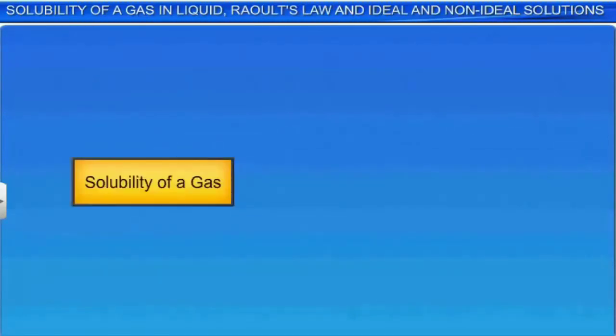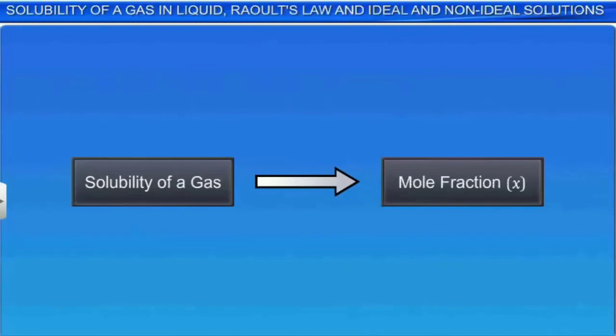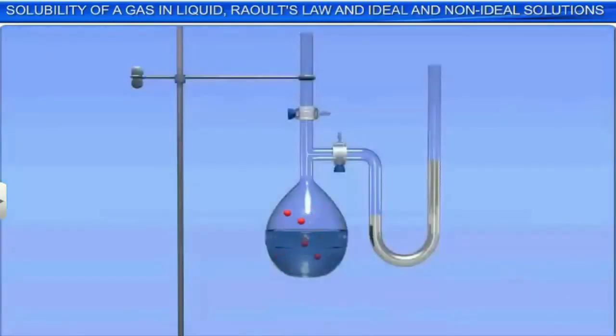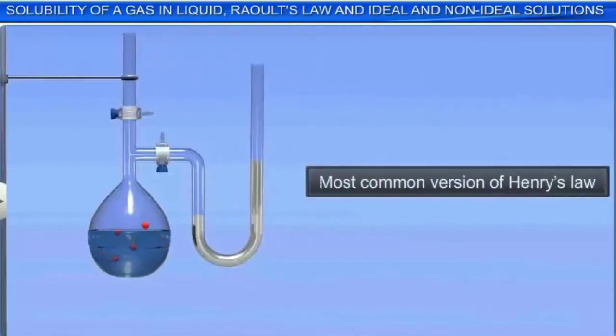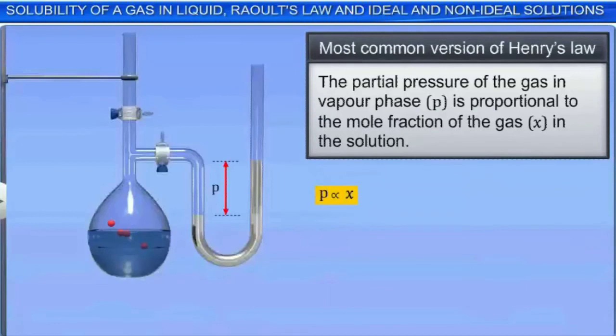If the solubility of a gas is expressed in terms of the mole fraction, then the statement of Henry's law becomes: the mole fraction of a gas in a solution is proportional to the partial pressure of the gas over the solution. However, the most commonly used version of Henry's law is: the partial pressure of a gas in vapor phase, P, is proportional to the mole fraction of the gas, X, in a solution. Mathematically, it can be represented as P is proportional to X, or P is equal to K_H X, where K_H is the Henry's law constant.